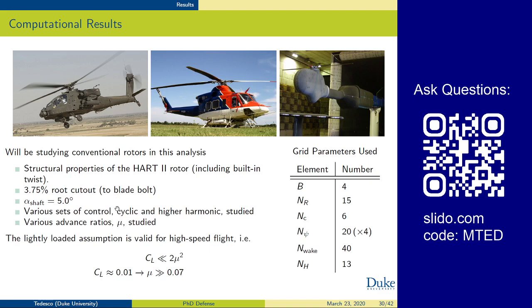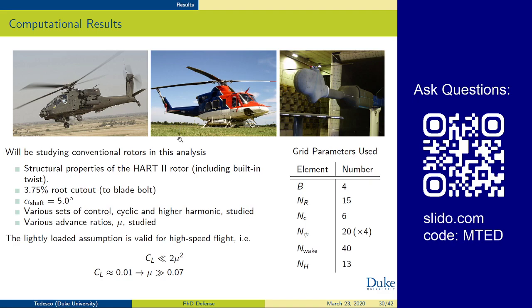And we'll be studying a couple different things. The first is advance ratios, or forward flight speeds. And the second is various sets of controls. So if we're studying 1 per rev control, it can twist up and down 1 full twist, 1 time every revolution. If it was 2 per rev, 2 times, 3 per rev, 3 times.